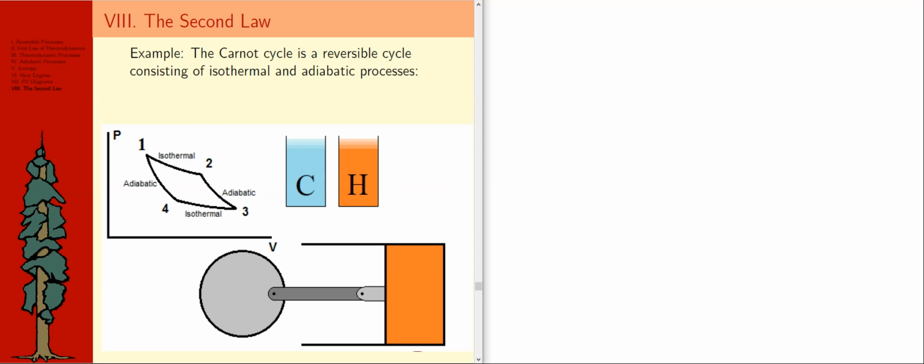The Carnot cycle is a reversible cycle consisting of isothermal and adiabatic processes. In this example, I have that graphed here in this PV diagram, and I'm going to demonstrate how this graph can be imagined over here as an actual heat engine. It's not really something that could be created in reality, and in that sense, it can exist in our imagination.